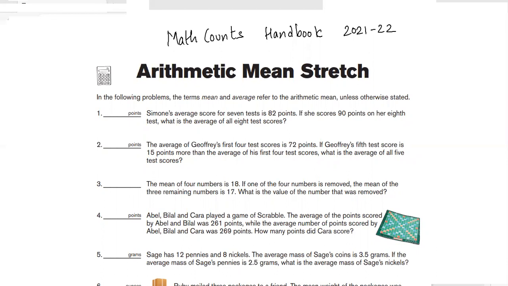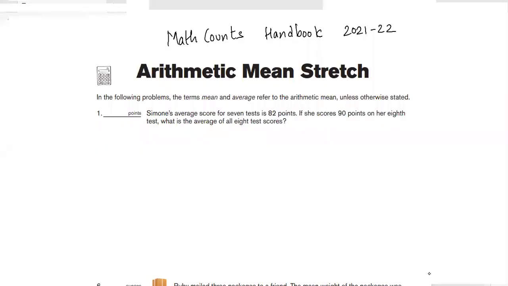Simone's average score. It says Simone's average score for 7 tests is 82 points. If she scores 90 points on her 8th test, what is the average of all the 8 test scores? Now, what is the formula for average? Average is equal to the sum of all observations over the number of observations.